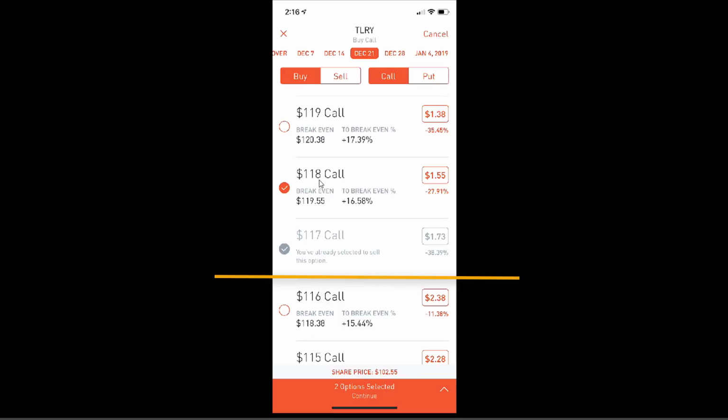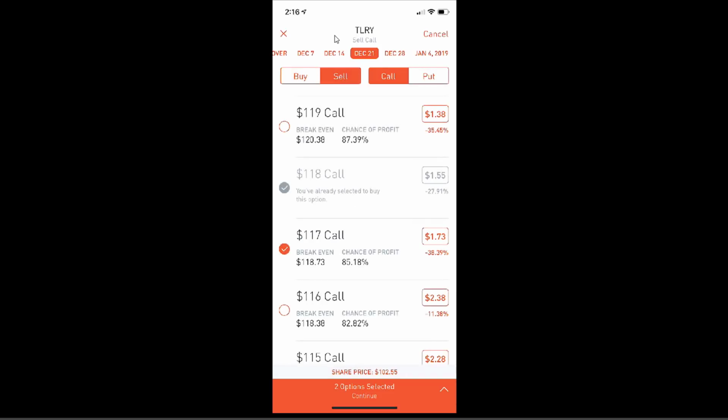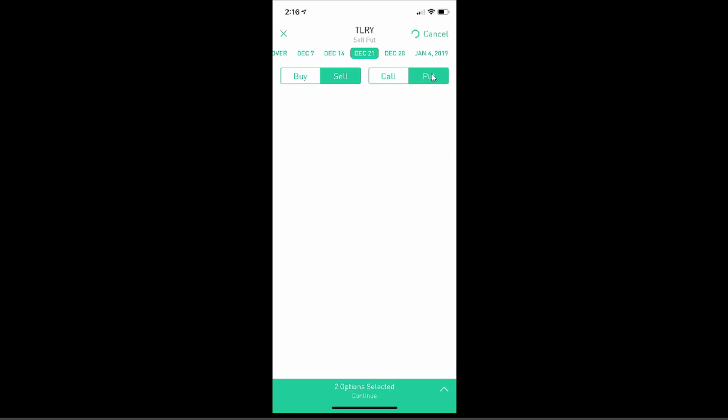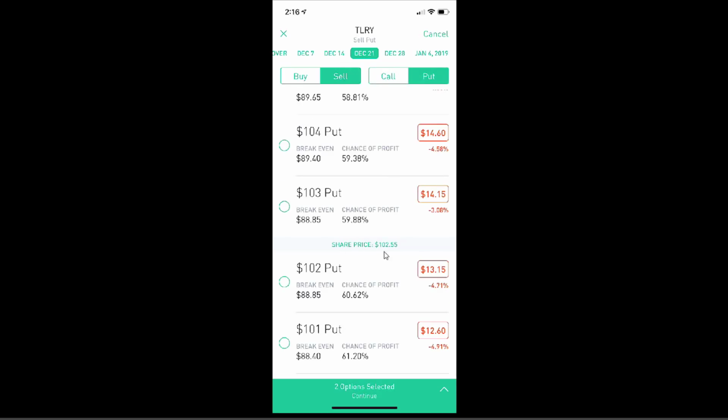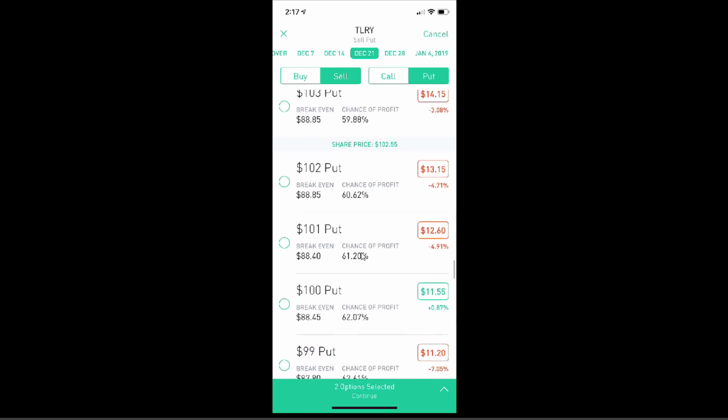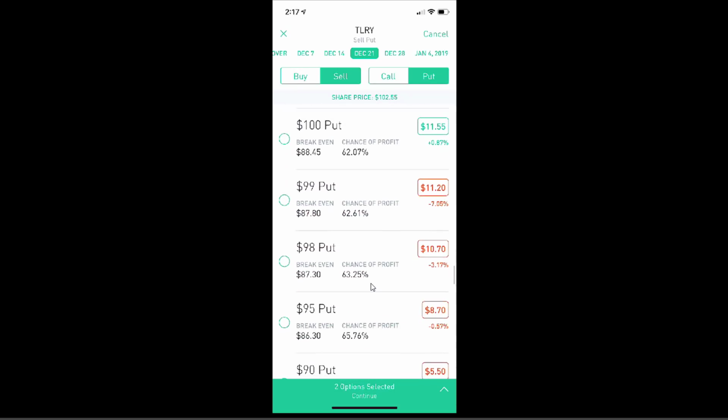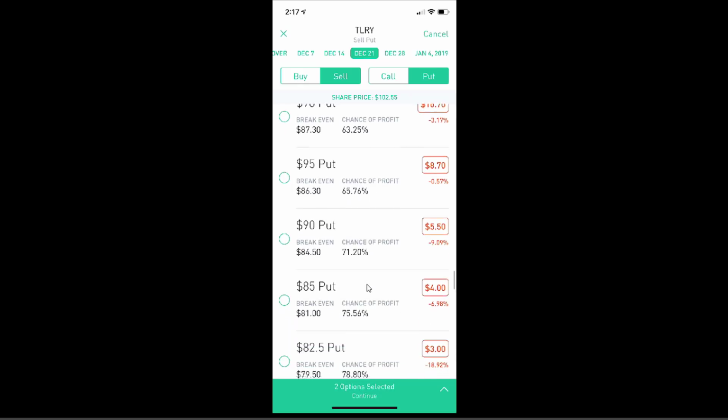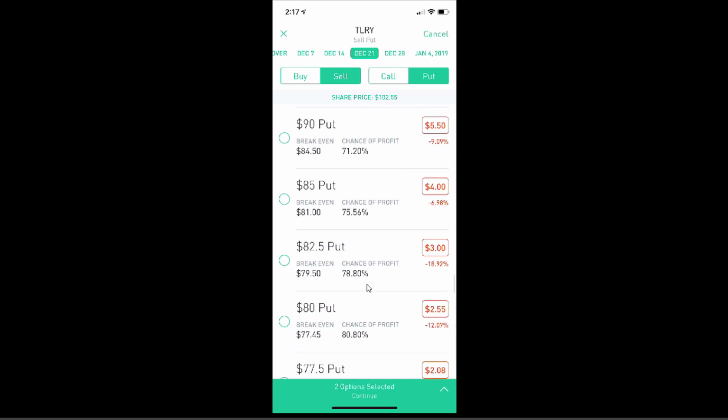Understood? Excellent. All right, so now we're going on the bottom side. So now I'm going to have to go sell. I'm selling a put. All right, and it brought me back to right around the middle here. So I need to have this what, guys, to keep me in that 70% chance of profit.